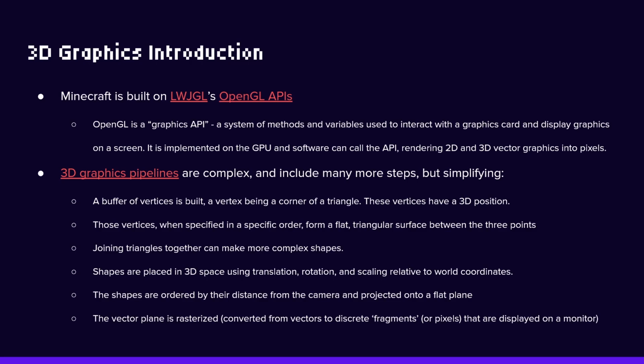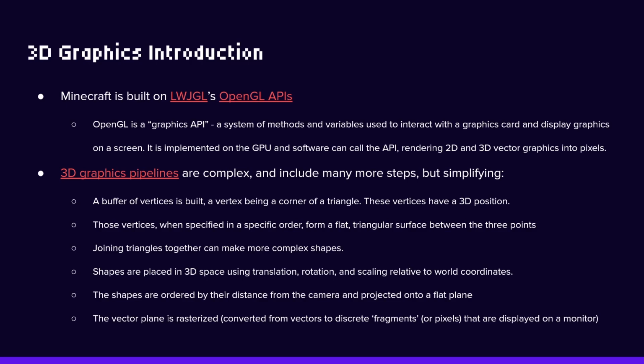And then OpenGL is a graphics API. A graphics API is a system of methods and variables that are used to interact with a graphics card and display graphics on a screen. It's implemented on the GPU, software can call it, and it renders 2D and 3D vectors into pixels. They're a little bit complex, but I can simplify them.